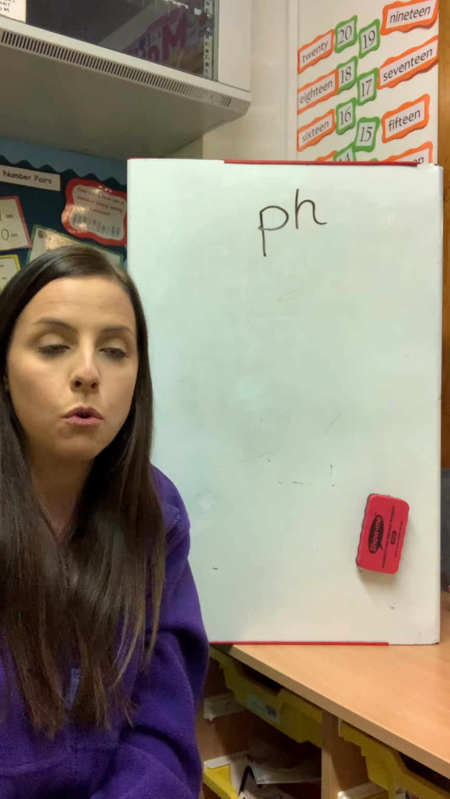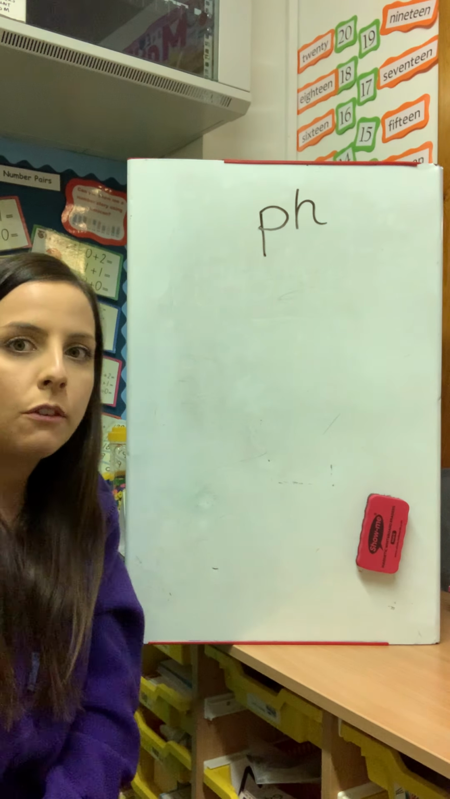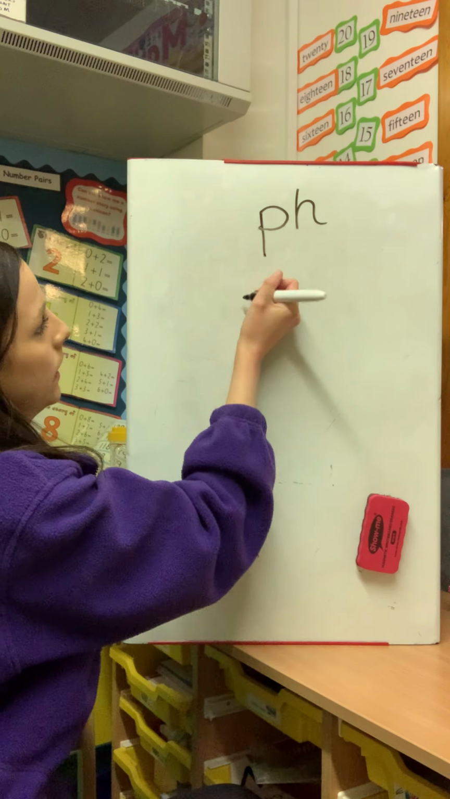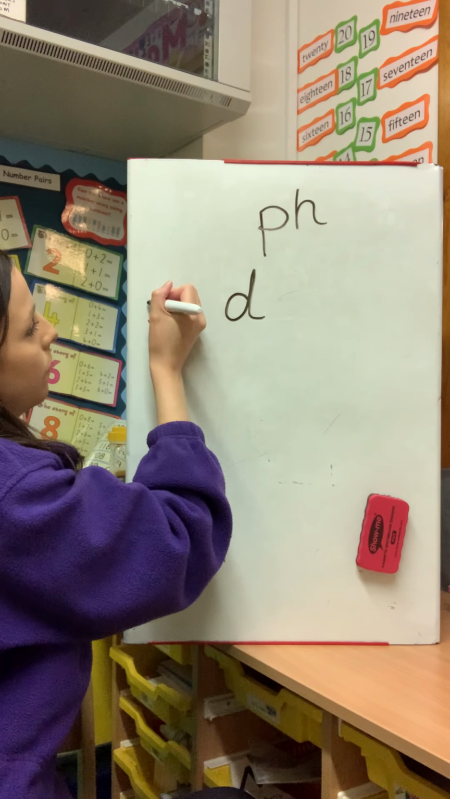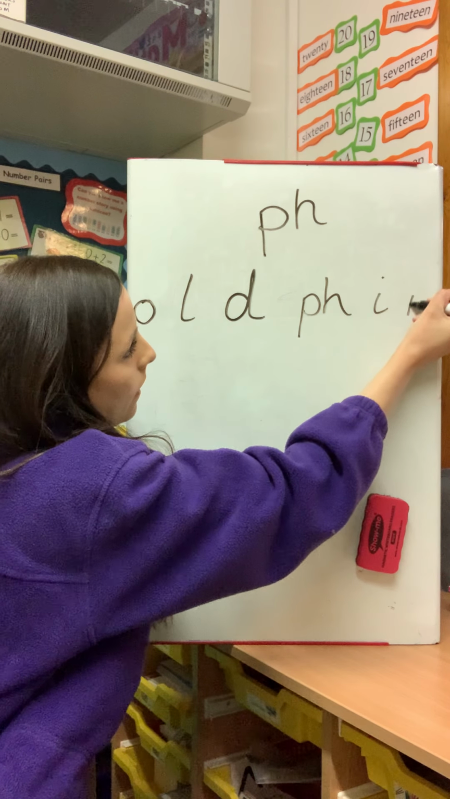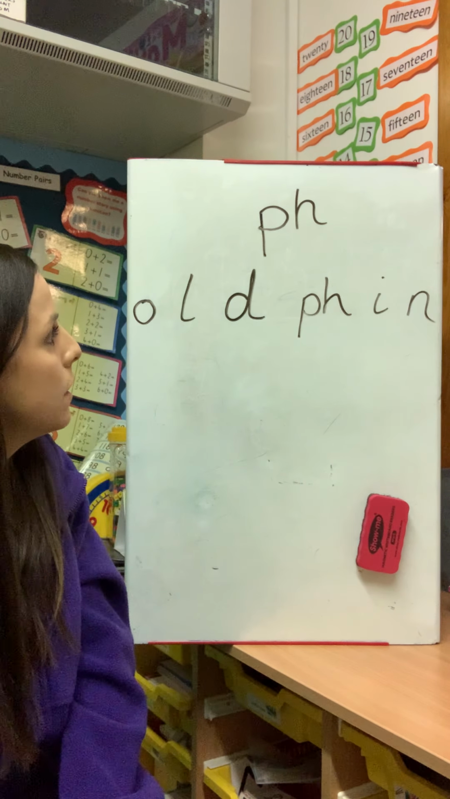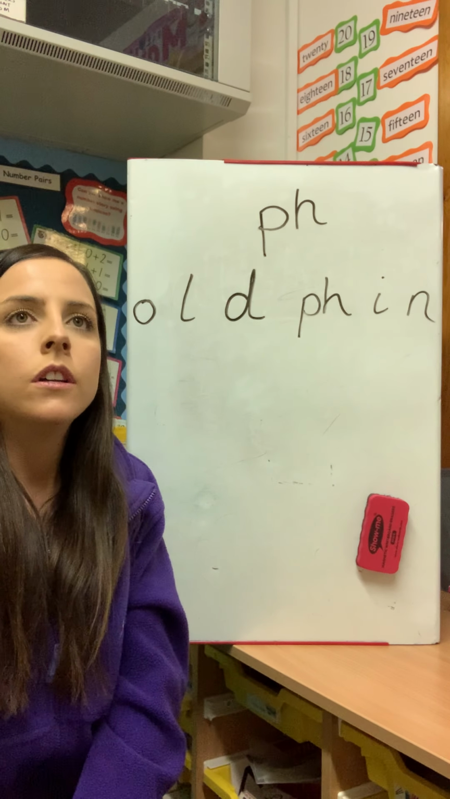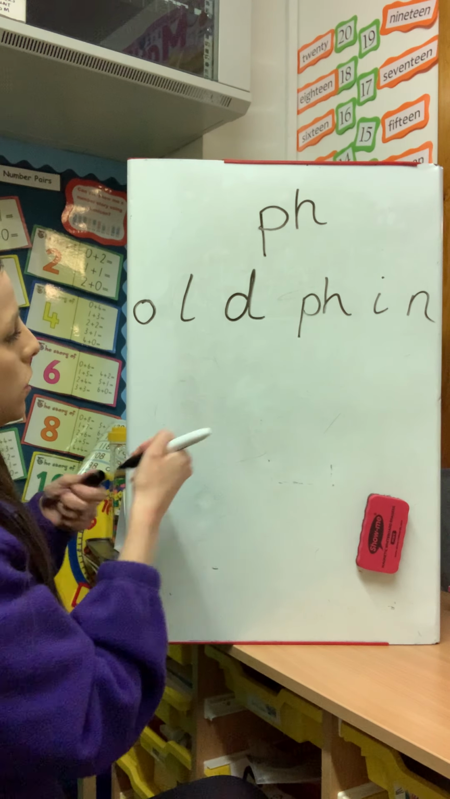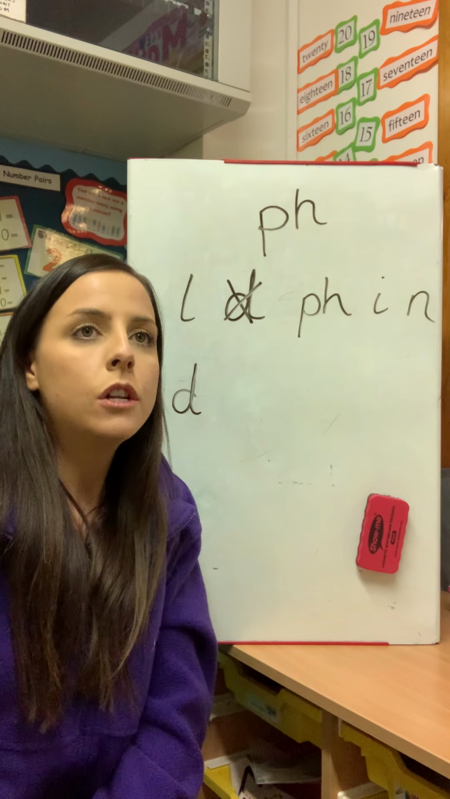Can you have a go at writing all the sounds? Remember, you can break it up into dol, fin. Okay, pause if you need to, just for an extra bit of thinking time. I'm going to write the sounds up here. Okay. Let's see if we can work out which one is the first sound in dolphin. Dolphin. D. The first sound is D. Here it is. I'm going to write D here. I'm going to cross that one out. What's the next sound going to be in dolphin?